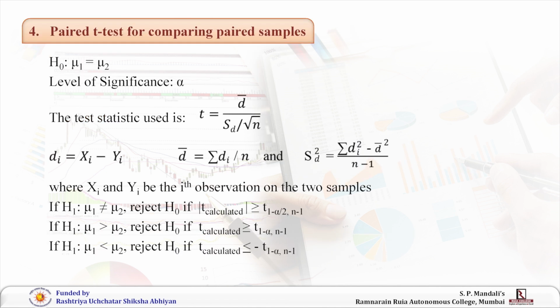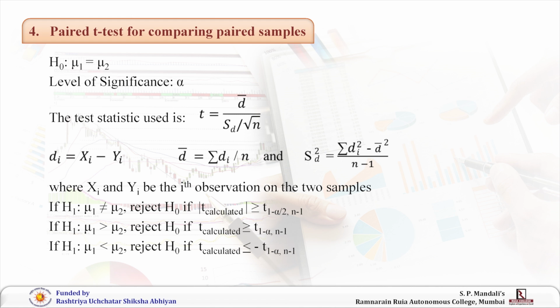We now have paired samples or dependent samples. This is a situation where we have two samples taken on the same set of units before and after a particular treatment, and again the hypothesis to be tested will be mu1 equal to mu2.